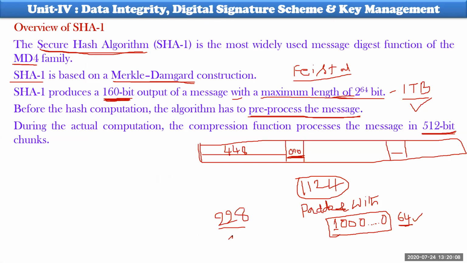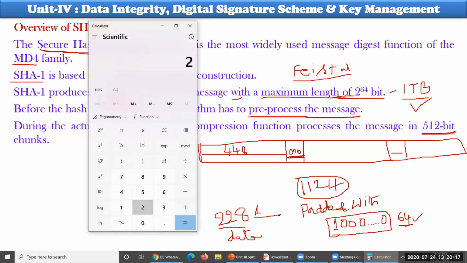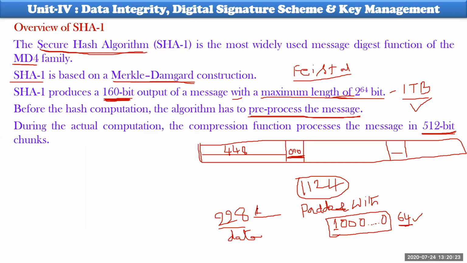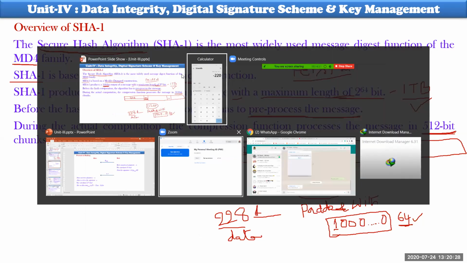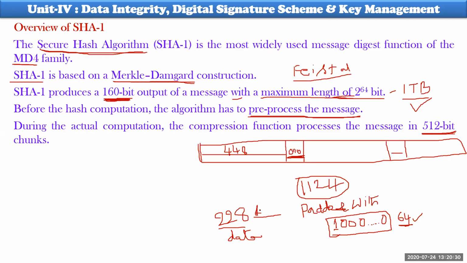This is actual data, so it is appended with one binary digit one. Okay, 228 plus 64 minus 512. So binary one is being added. And if you are left over with binary one, 219 zeros will be added here. 219 zeros will be added. So here, 228 is actual data.